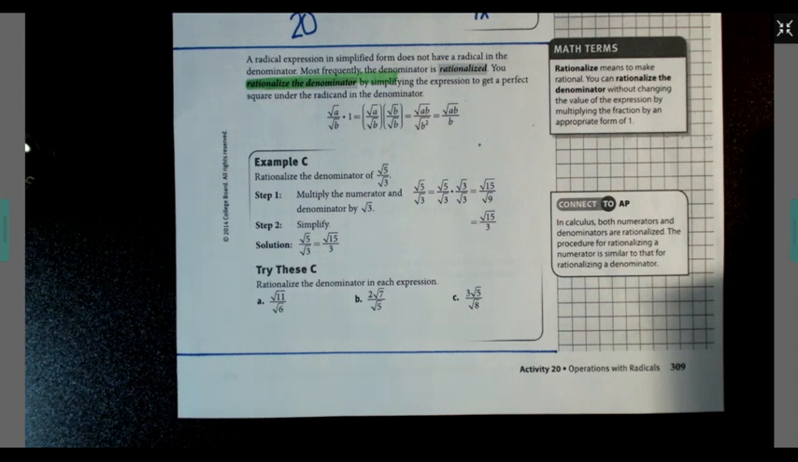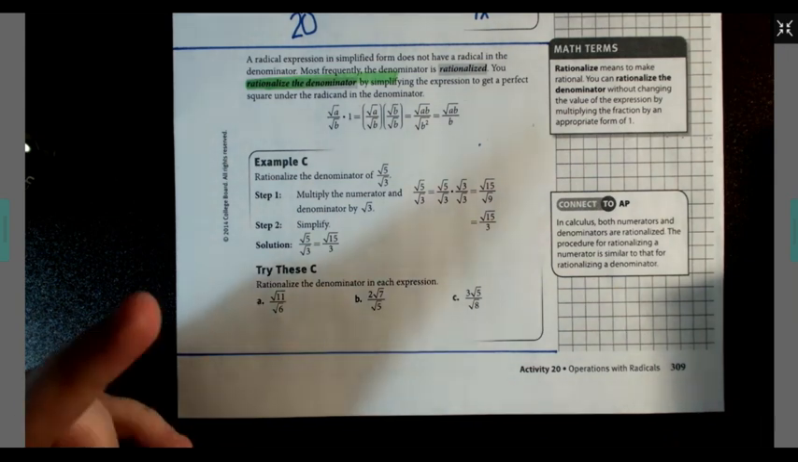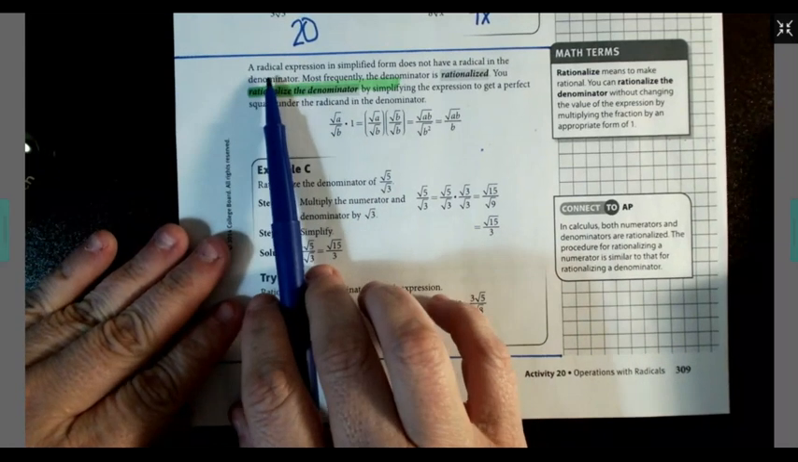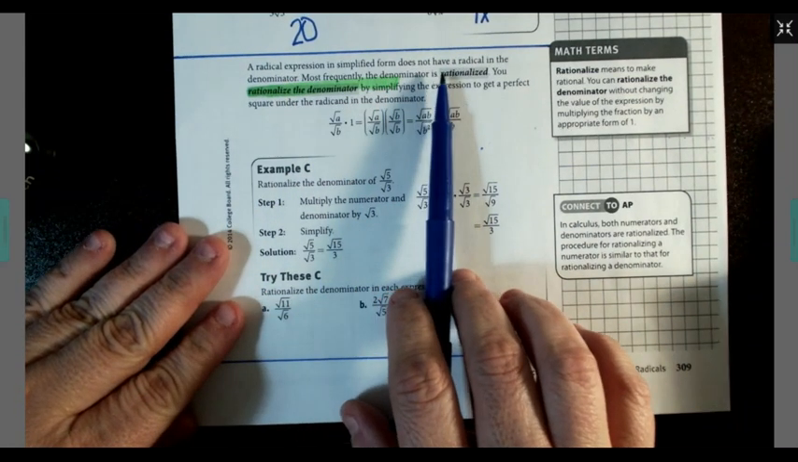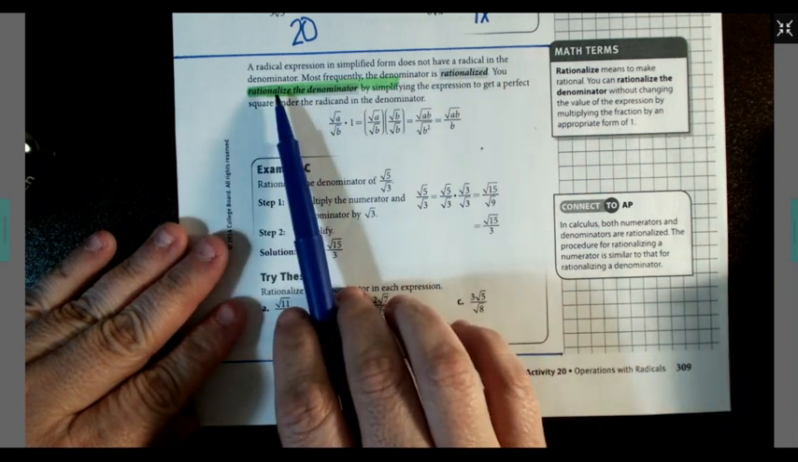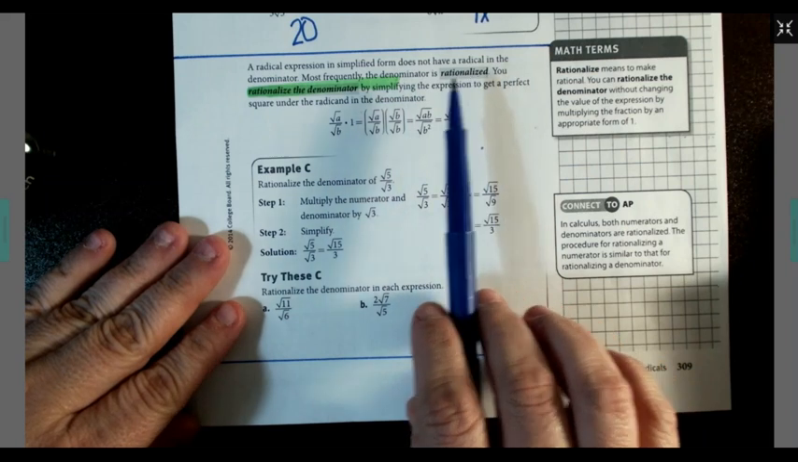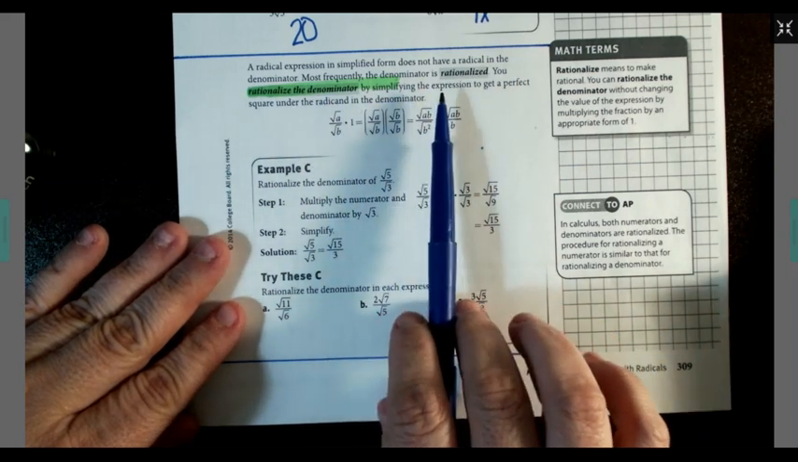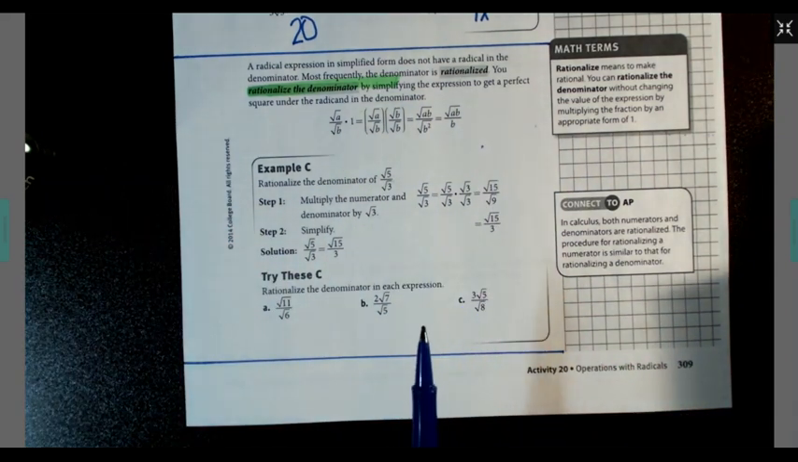Our one definition for this lesson comes in this section of the lesson. It says a radical expression in simplified form does not have a radical in the denominator. Most frequently, the denominator is rationalized. You rationalize the denominator by simplifying the expression to get a perfect square under the radicand in the denominator.